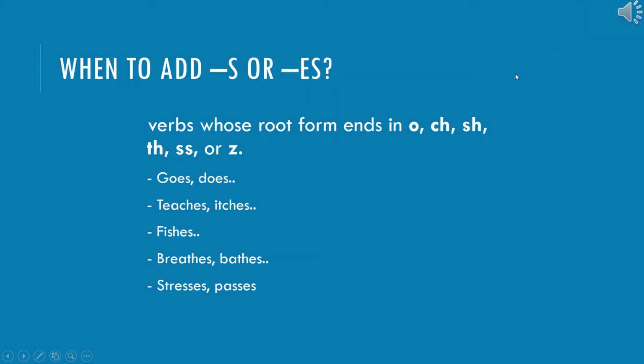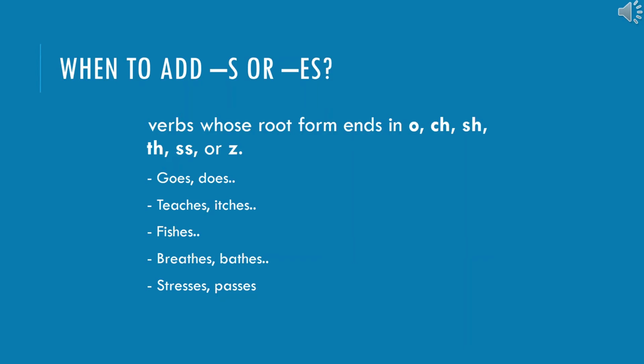So, as a follow-up to what I mentioned in the previous slide about adding s or es to the verb following a singular noun, it is worth mentioning when we should add s or es to these verbs. So the rule says generally verbs ending with o, ch, sh, th, and that's pronounced the, double s or z, these are the verbs we add es to.